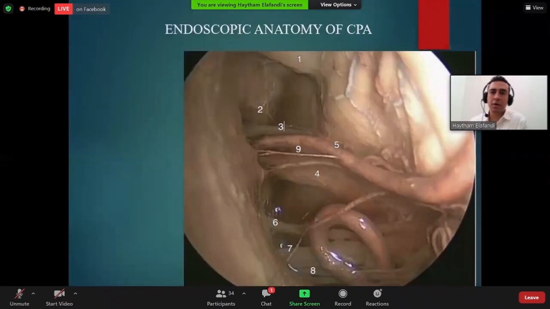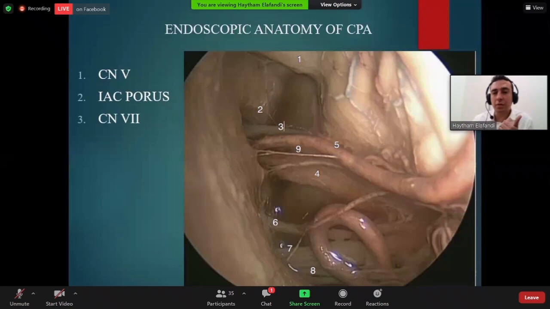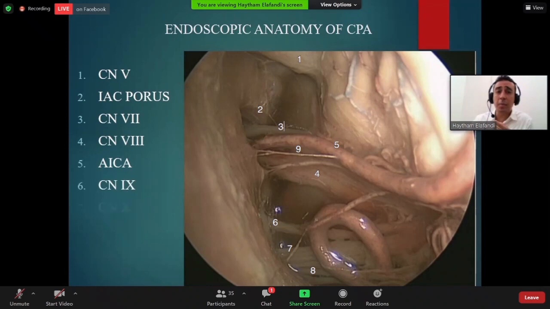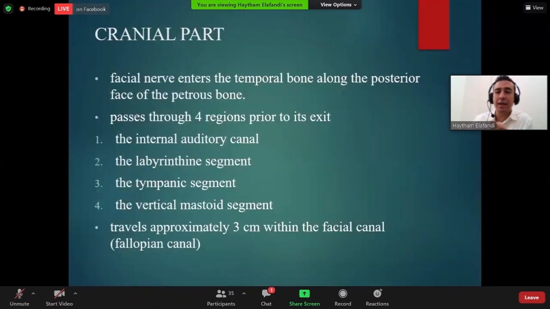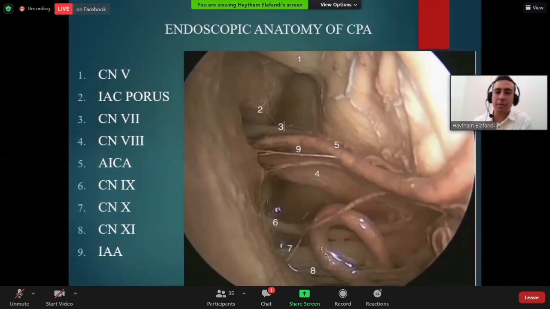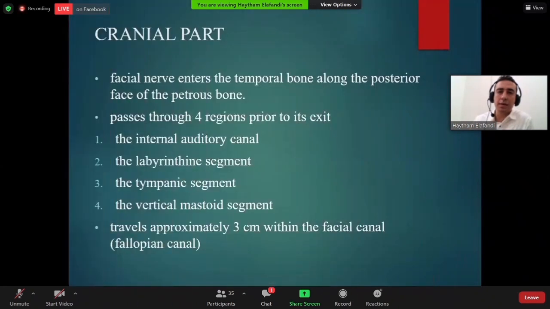Here is a nice endoscopic view of the CV angle. Here we have the cranial nerve number 5, number 1, and the facial nerve is number 3. Look at number 3, you will find the facial nerve as it enters the IAC. Number 5 here is the ICA, anterior inferior cerebellar artery. And number 9, look at number 9, it is the labyrinthine artery. Number 9 is the internal auditory artery or the labyrinthine artery. This is the endoscopic view of the CV angle.